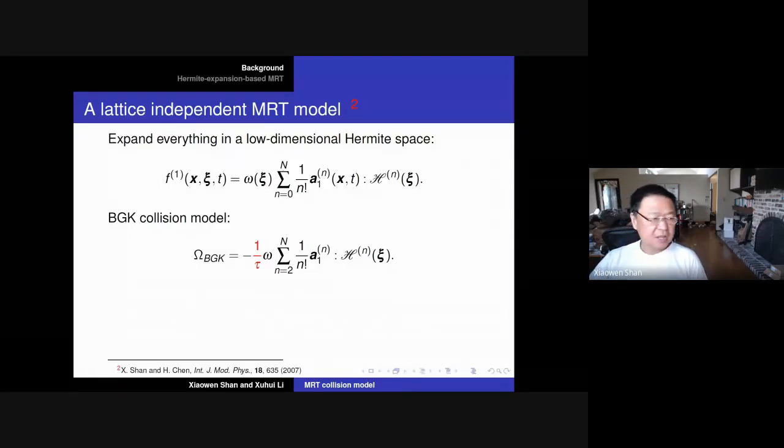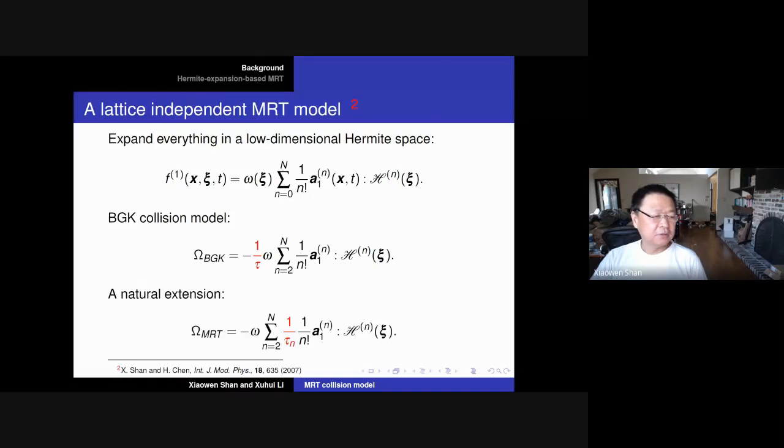So the BGK model is just the non-equilibrium distribution function multiplied by a factor 1 over tau, and this new model simply moves the factor inside the summation, so that it can change. This way, you are not limited to a fixed lattice. This is also lattice independent.